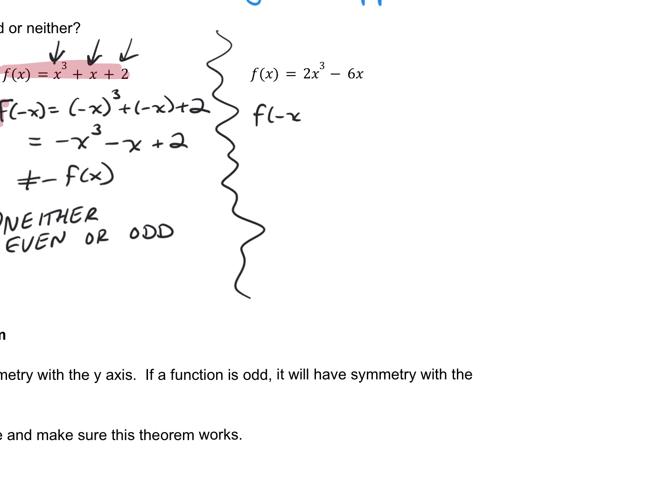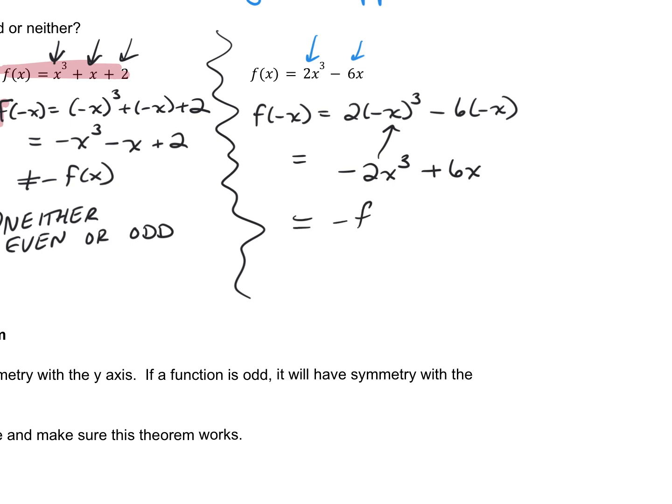So if I replace x with negative x, I get 2 times negative x to the third minus 6 times negative x. So 3 negatives is a negative, so this becomes negative 2x cubed, plus 6x. Now if you look at our original function, this was positive, now it's negative. So this is equal to the opposite function, so this is an odd function. So if it equals the original, it is even. If it equals the opposite, all signs the opposite, then it's odd. If it equals something else, it's neither.